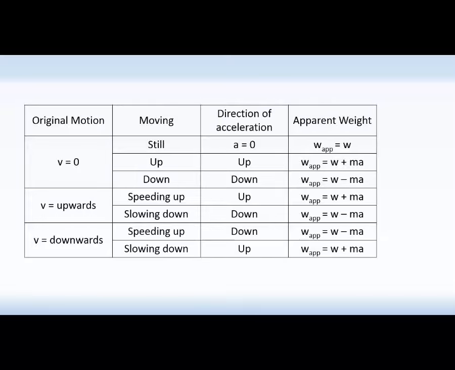If, on the other hand, the elevator is already moving downwards, then just the opposite occurs. For an elevator moving downwards to speed up, it must need a downward or negative acceleration, and a positive acceleration for it to slow down. Therefore, the apparent weights are just the opposite of what they were for an elevator moving upwards.